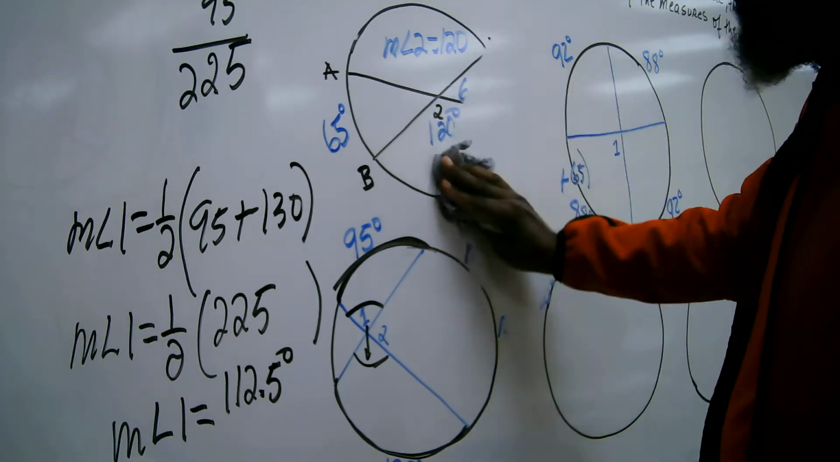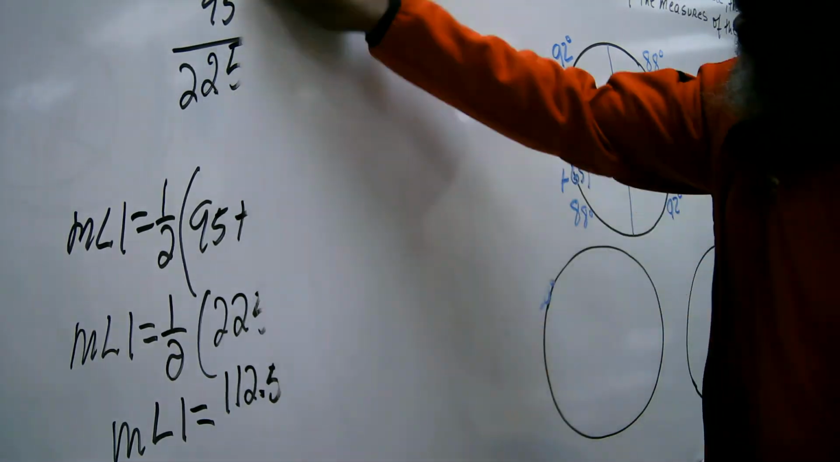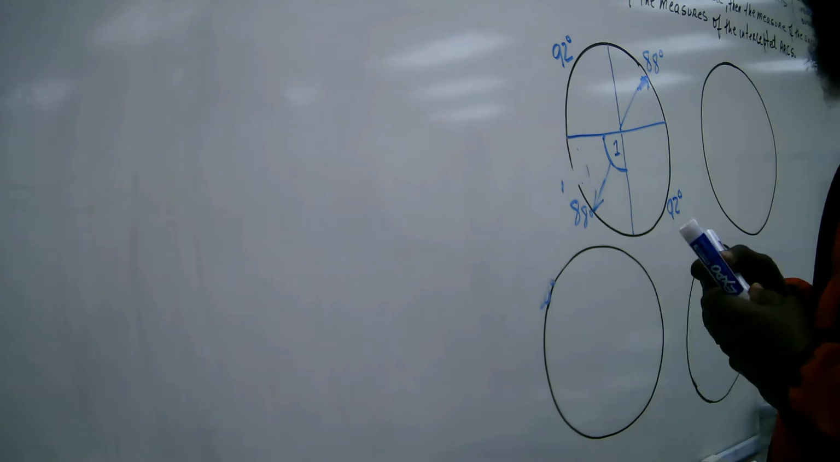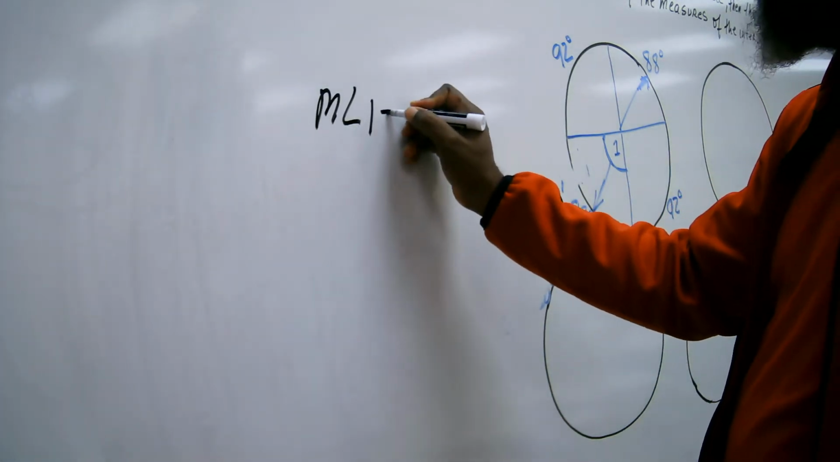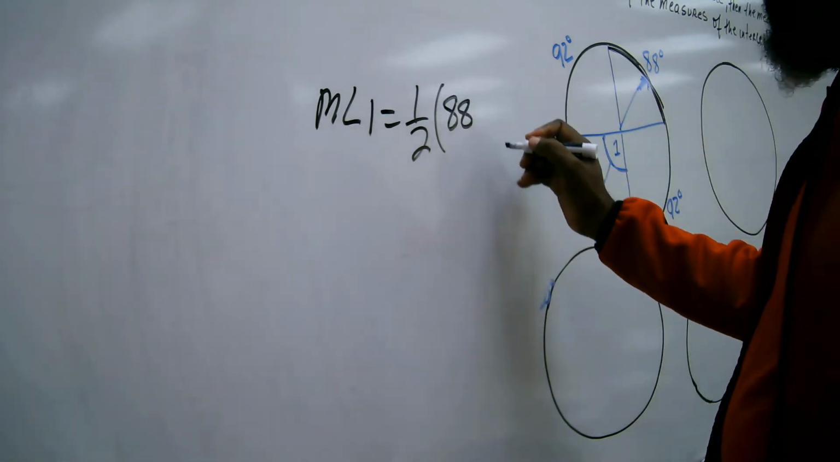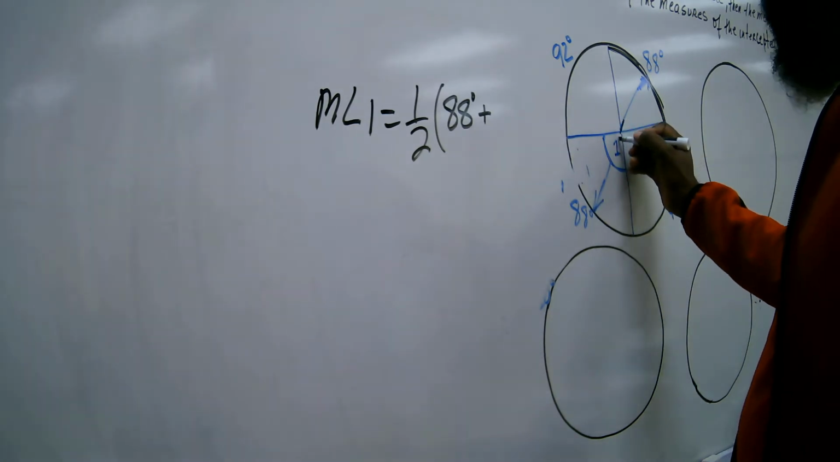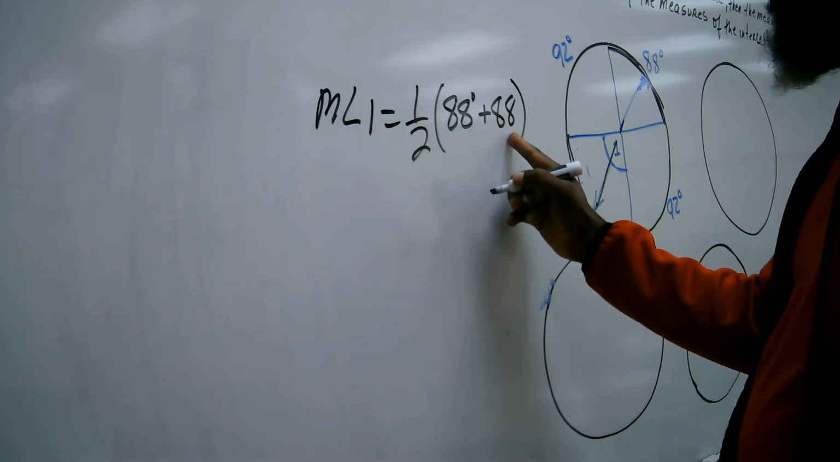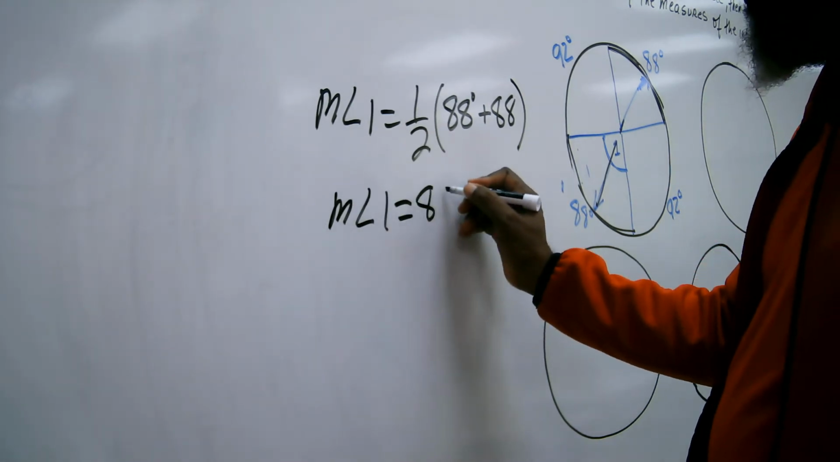As long as you follow those guidelines, you will find that when two chords intersect inside, you take the sum of the measures of the arcs that form that angle and the angle vertical to it. Same thing here, I need to find the measure of angle 1. The arcs that are vertical to them are those two arcs. Those two numbers are the same. The measure of angle 1 is equal to 1/2 times (88 plus 88). You don't even need to add; whatever it is, you divide by 2, it's still going to give you 88. So the answer will be 88 degrees.